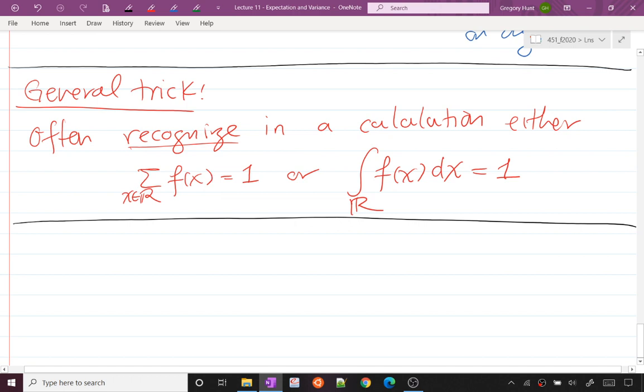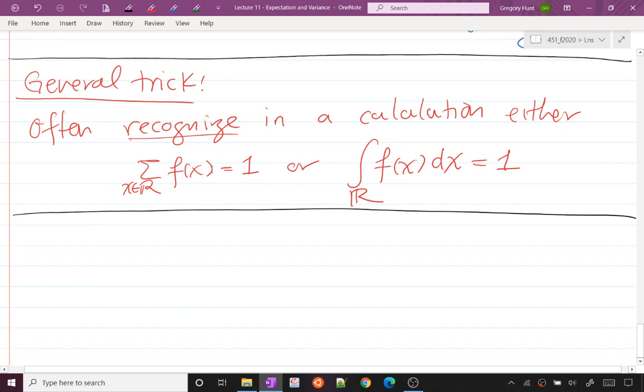So that's kind of a general trick to file away. In fact, you can solve some of the ones that you would have to do with integration by parts. You can solve them with this trick, and we'll see that later too.